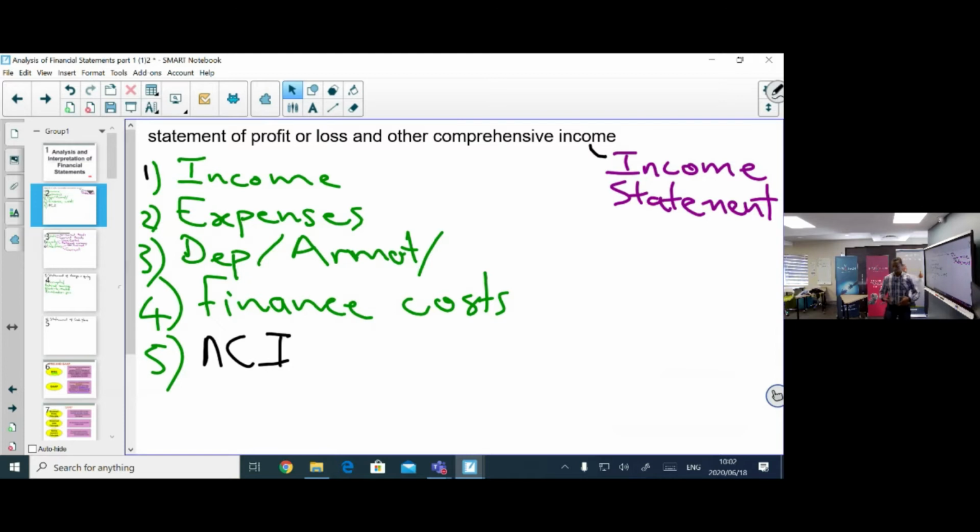Remember, we've got our financial statements. The first one is the statement of profit or loss and other comprehensive income. It's also called the income statement. That's where you find your income, where your income is recorded. That's where your expenses are recorded, depreciation, finance costs, and also non-controlling interests.